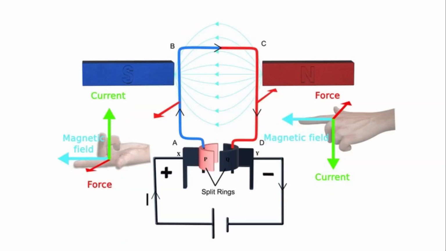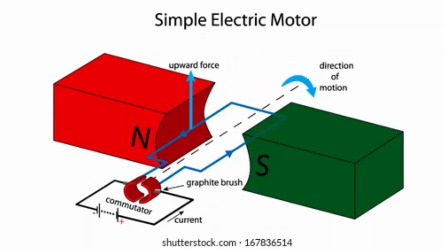Electric motor. An electric motor converts electrical energy into mechanical energy. Current enters arm AB through brush X and current flows through brush Y from C to D. Using Fleming's left-hand rule, we find that the force pushes AB downwards and pushes CD upwards. In an electric motor, the split rings P and Q act as the commutator that reverses the direction of the current. The reversing of the current is repeated at each half rotation, giving rise to the continuous rotation of the coil.